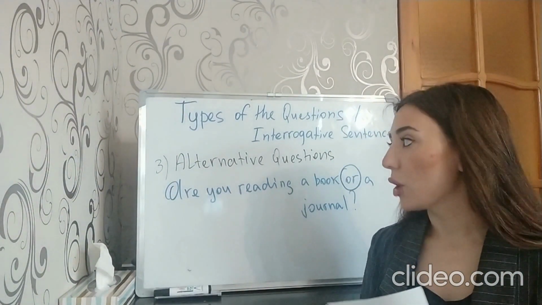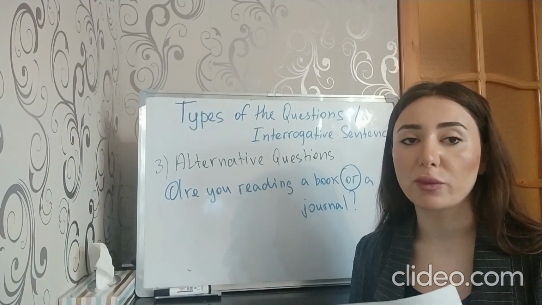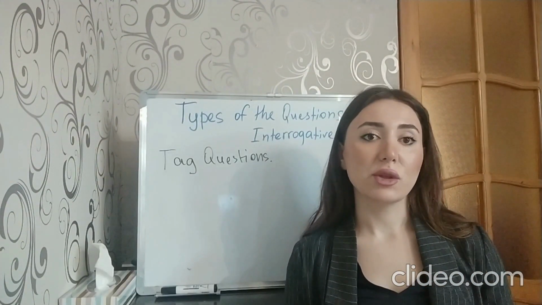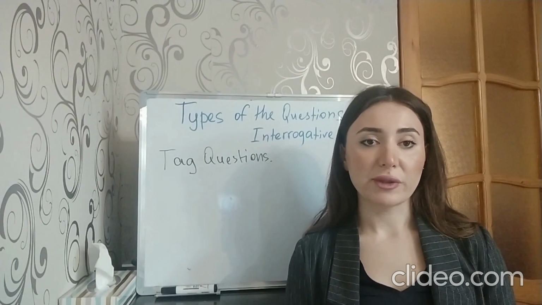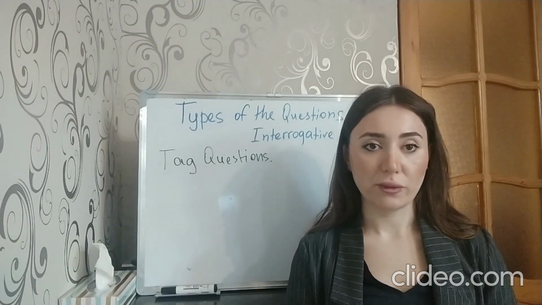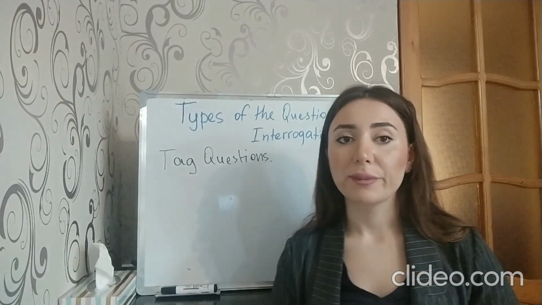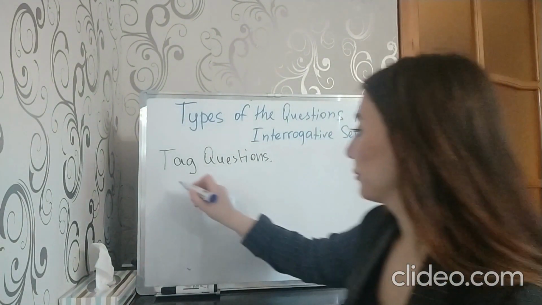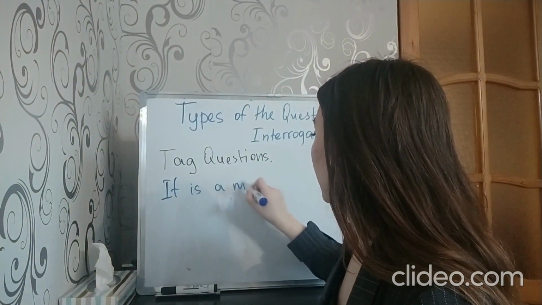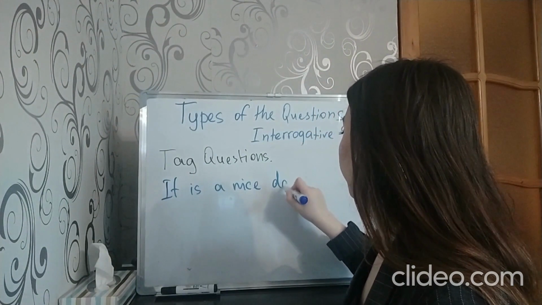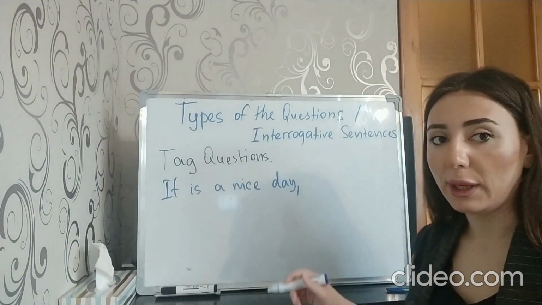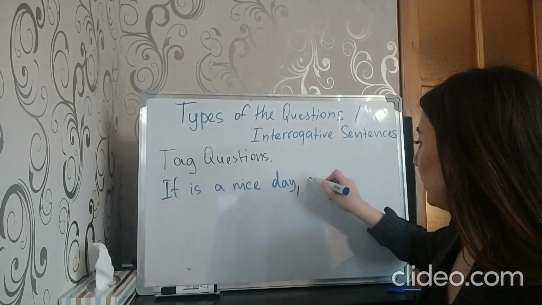Now, students, let's go on with the last group of question types, tag questions. Tag questions consist of two parts. The first part of the sentence is a general sentence, and the second part is a short question to the first part. Let's see an example. It is a nice day. This is my first part, which I separate with a comma, and the second part is isn't it?